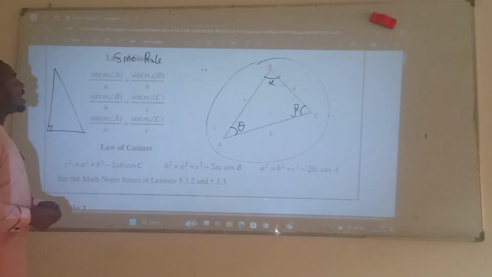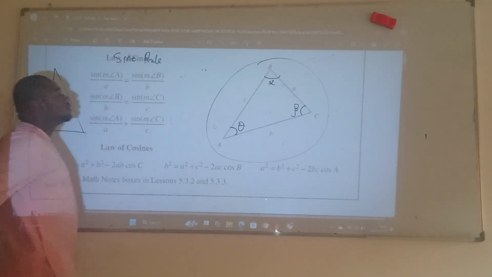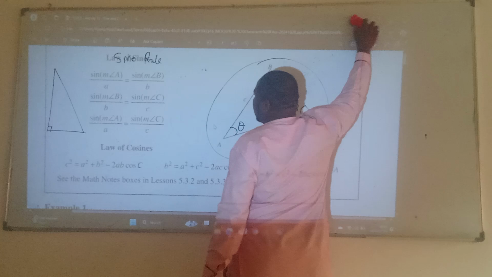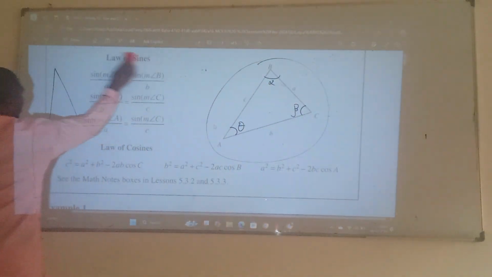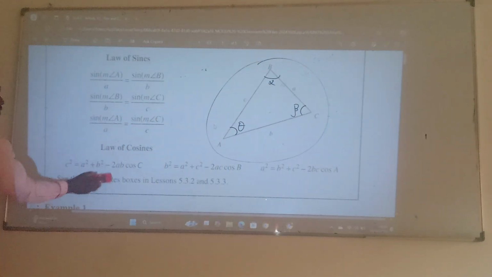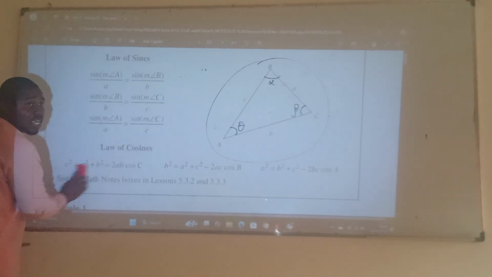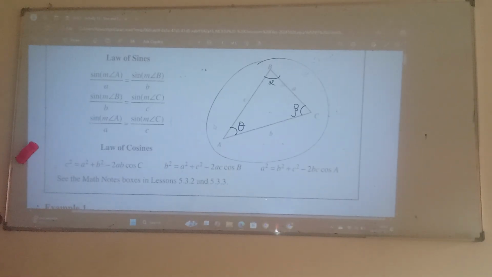Now, the best way to do that is by using the sine rule, which we now say is the law of sine, or you use the cosine rule over here, which is the law of cosine. There's no t square over here, it's C square, right?